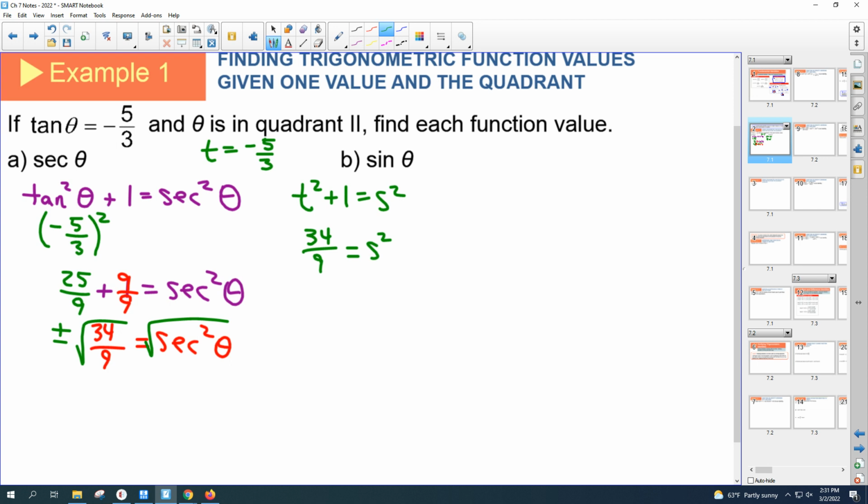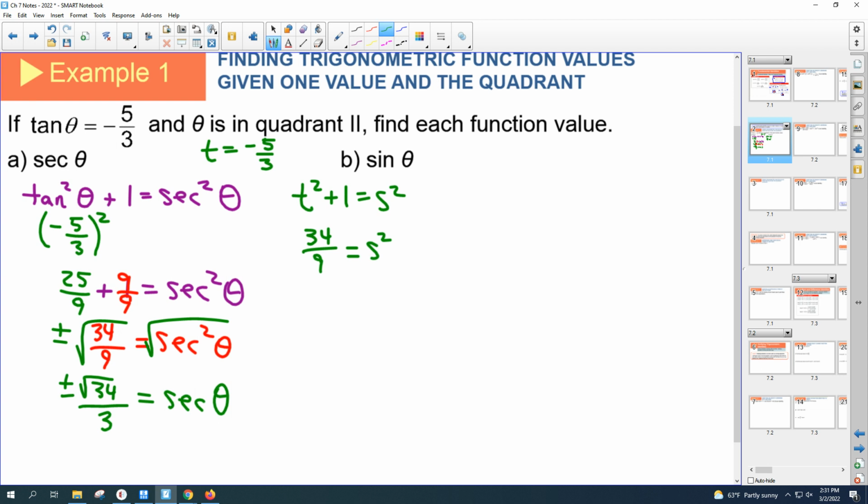So, plus or minus square root of 34 over 3, because the square root of 9 is 3. I don't know the square root of 34, but I know the square root of 9, equals secant theta. Now, I could go farther and find theta, but I don't need to. I don't need to isolate theta. I needed to isolate secant theta.